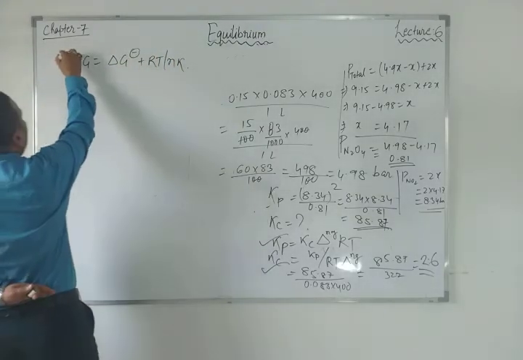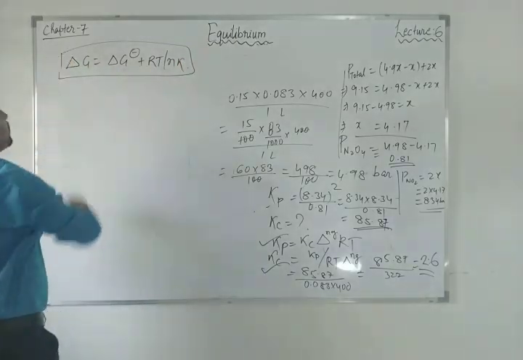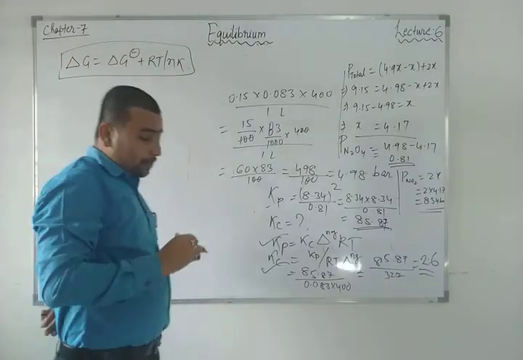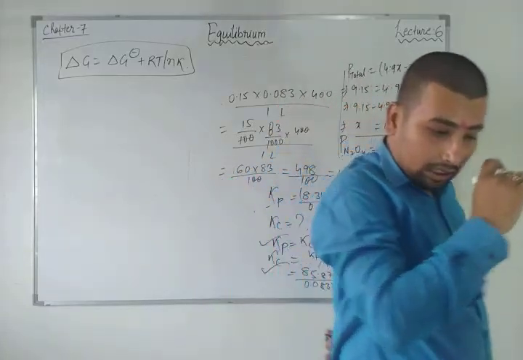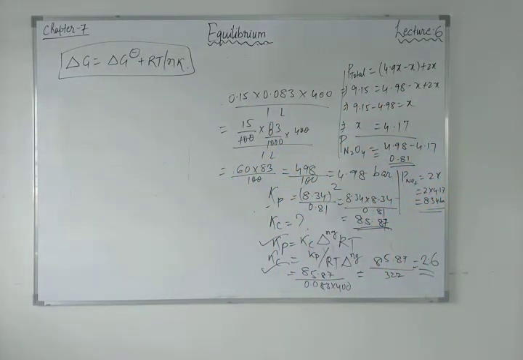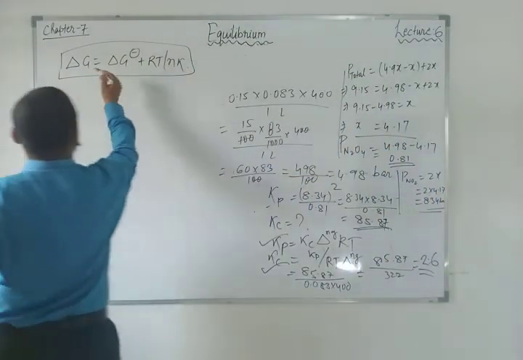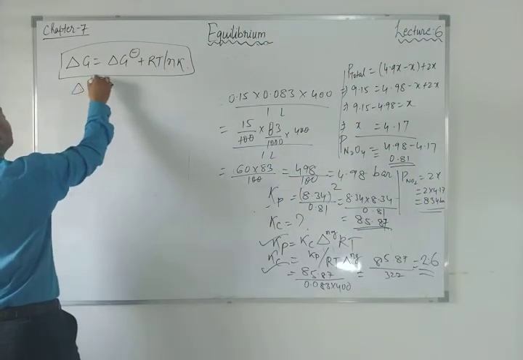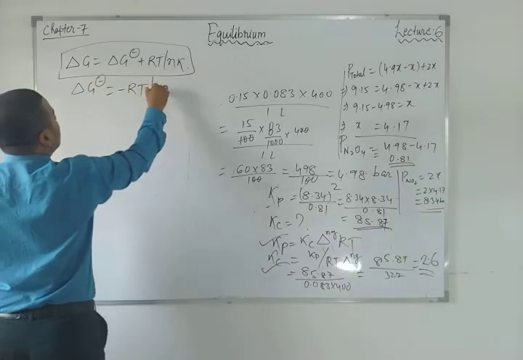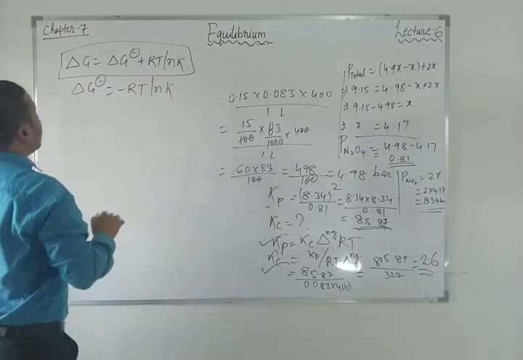This equation is known as the relationship between the Gibbs free energy, the equilibrium constant, and the standard Gibbs energy. So what will happen? Delta G minus delta G will be delta G only. If I take this side, delta G standard is equal to minus RT ln K. What is the value? Minus RT ln K.